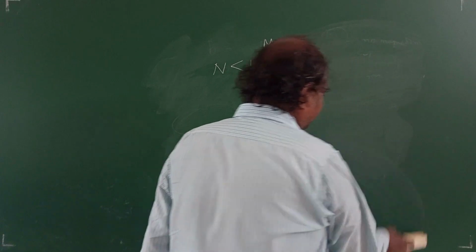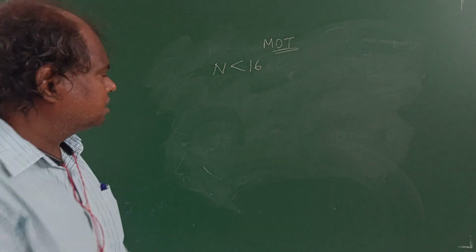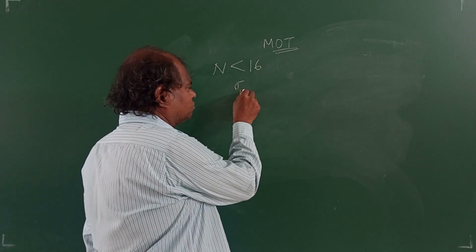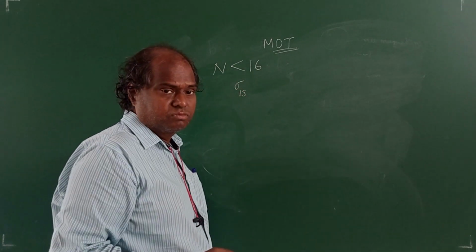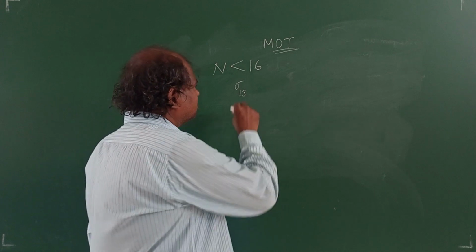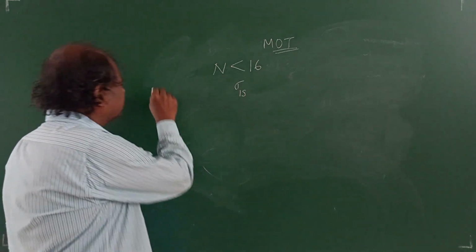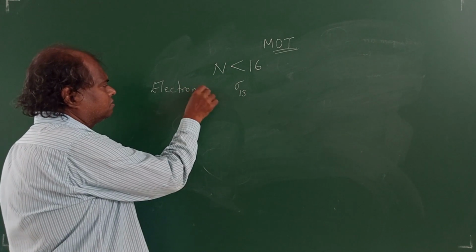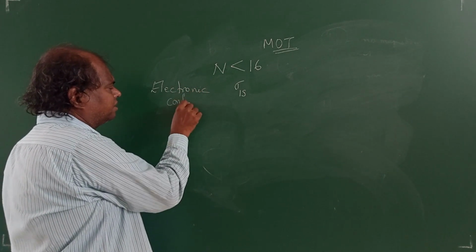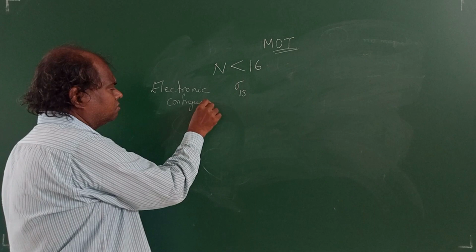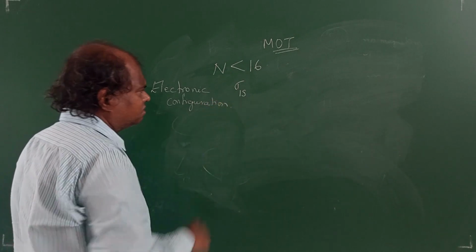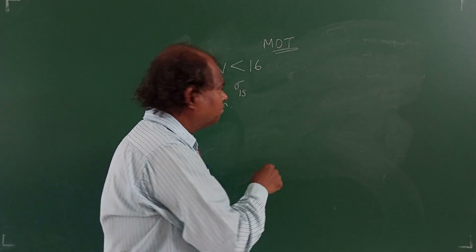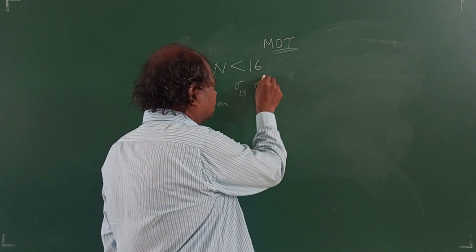And if the number of electrons is less than 16, then how do you fill the electrons? Just see very carefully. Sigma 1s. Just pay attention here, very important. This is the electronic configuration of the molecule. Like we write for an atom, we write for the molecule. Sigma 1s. Sigma 1s means 1s will form sigma bond only. Sigma star 1s.